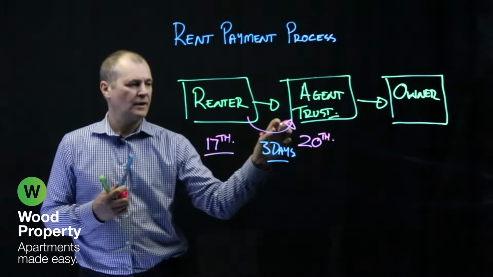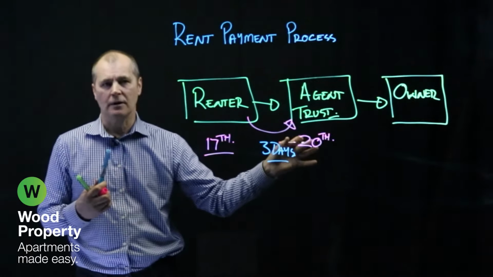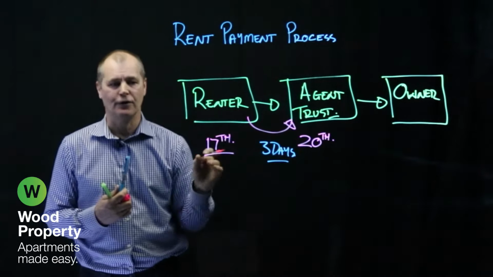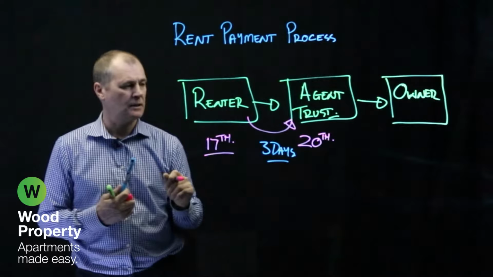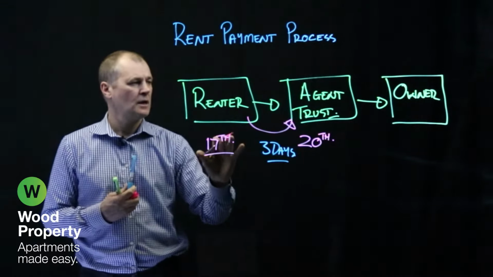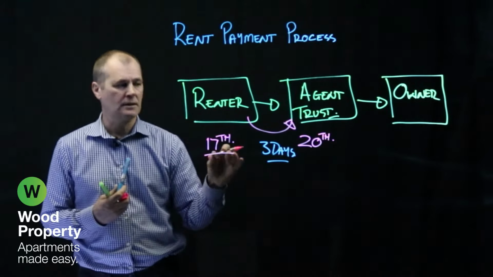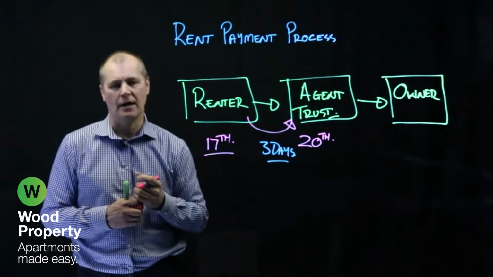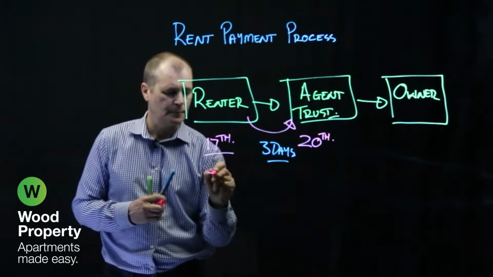Now the time between the 17th and the 20th of a month could be over a weekend, and the money won't transfer on those non-business days. So the 3 days allows for things like weekends, it allows for things within the banking system that just ensures that the rent appears in the agent's trust account on the 20th of each month.